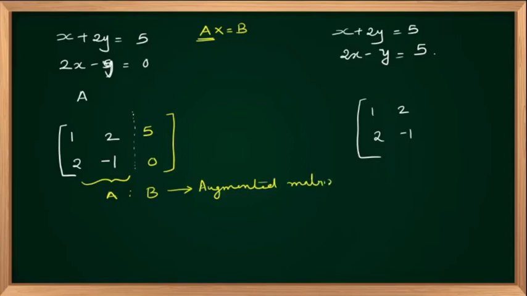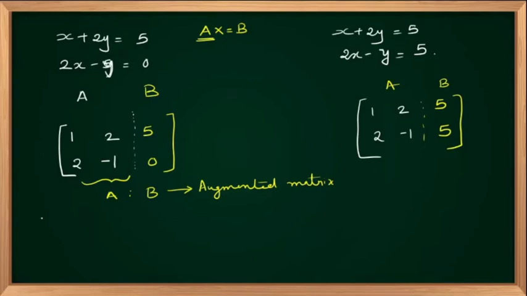Here also I'll write that column. That column will be 5, 5, correct? So that is the augmented matrix for the other system of linear equations. Now, if you consider the rank of this particular matrix, what will be the rank of this matrix? Let us see what is going to be the rank. How do you check the rank of a matrix?